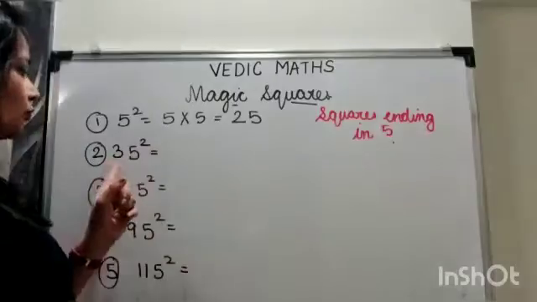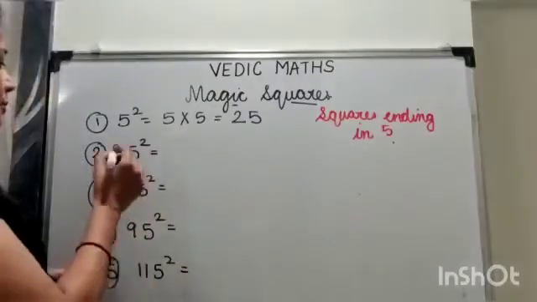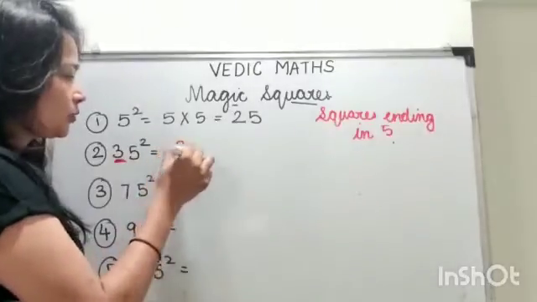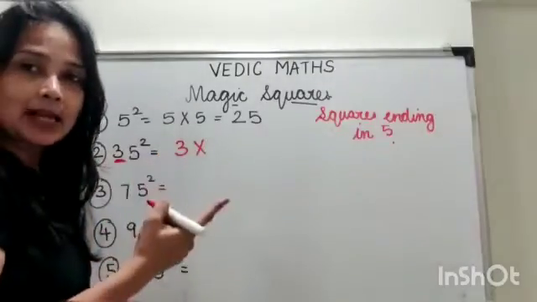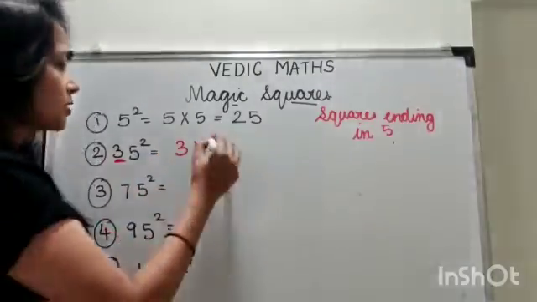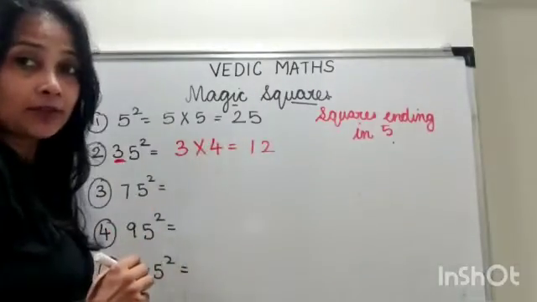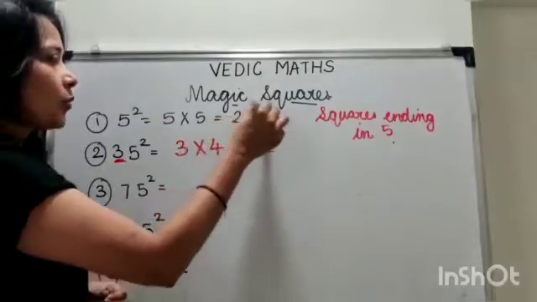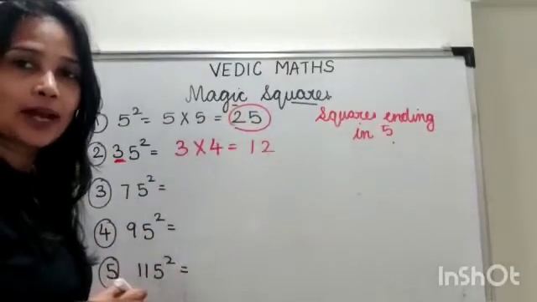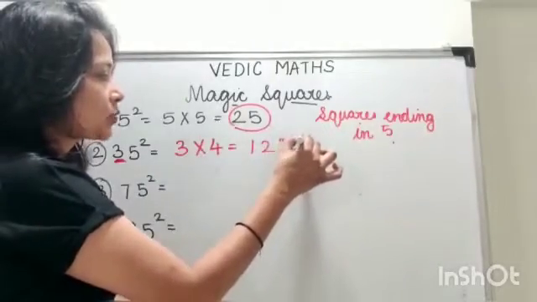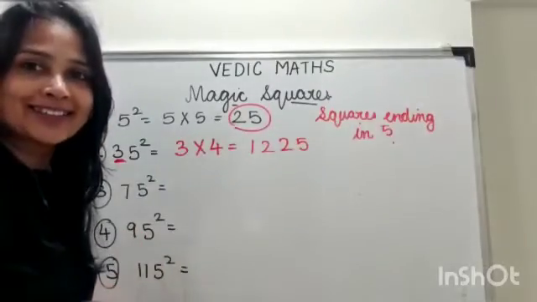Now, what's the logic to find out 35 square? Simply look at the number 3 and multiply the 3 by the next number. What comes after 3? It's 4. So 3 4s are 12. And whenever you have 5 at the ending, the square answer is always 25, as 5 into 5 is 25. So simply add 25. And that's your answer.